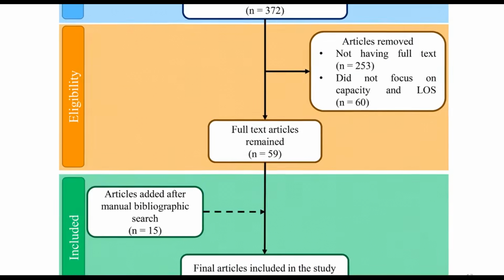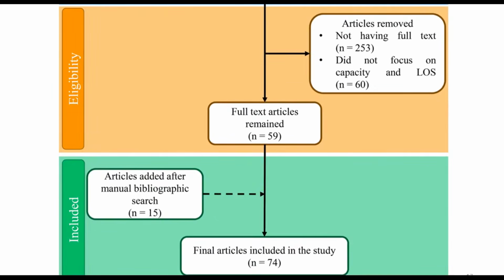Now these 372 papers can also be reduced by applying a filter, because there will be some papers where full text is not available. Let us say these are 253 papers, and there will be some papers which do not focus on the area which you really need for your research.